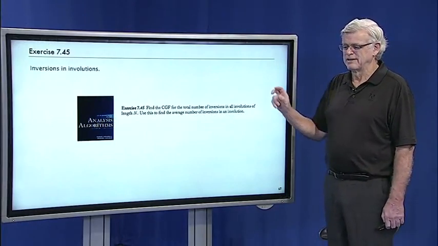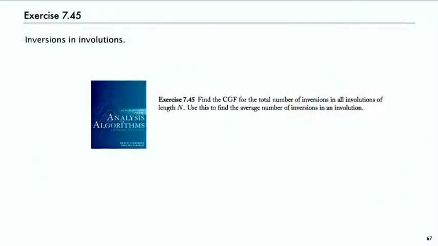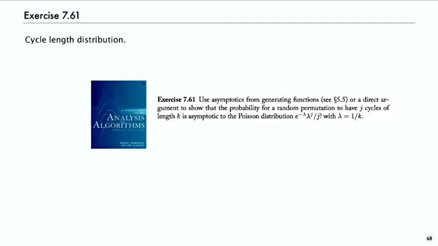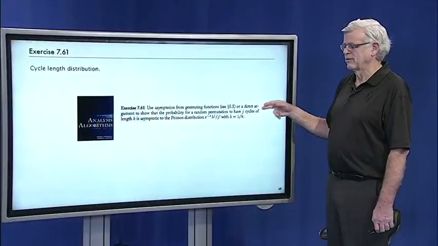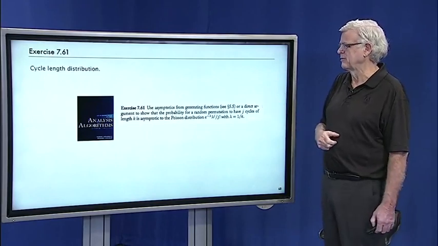And then this next one tests two different concepts that we brought up, and that's inversions and involutions. So find the average number of inversions in an involution. And there's no real reason to do that other than to test out the mathematics. And then this third problem gets at what the cycle length distribution looks like. It actually turns out to be asymptotic to the Poisson distribution, and from the generating functions you can show that, and it's an interesting problem to work through.